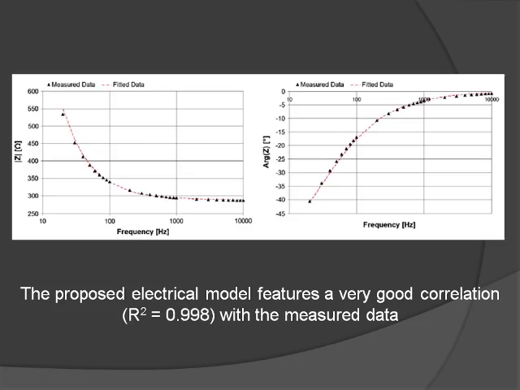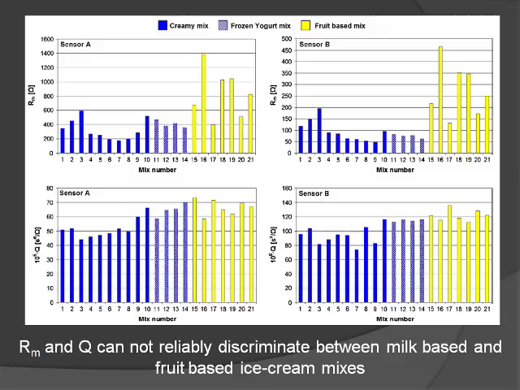The electrical parameters are determined by best fitting the experimental data with the proposed electrical model for all ice cream mixes and both sensors. The determination coefficient between experimental and fitted data is found to be never lower than 0.998, thus validating the electrical model. Statistical analysis of the measured data indicates that significant differences exist between fruit-based and both creamy and frozen yogurt mixes in the case of the bulk resistance.